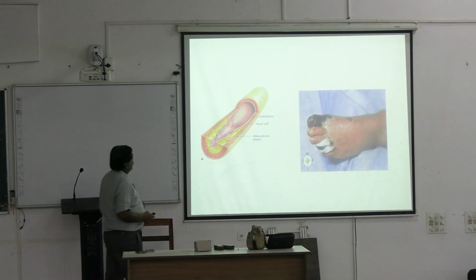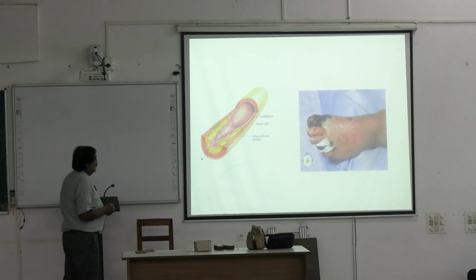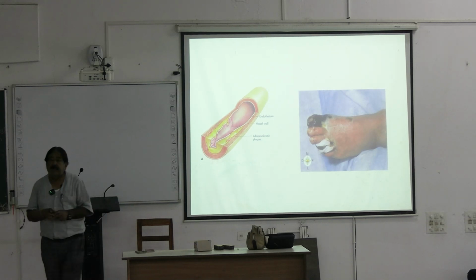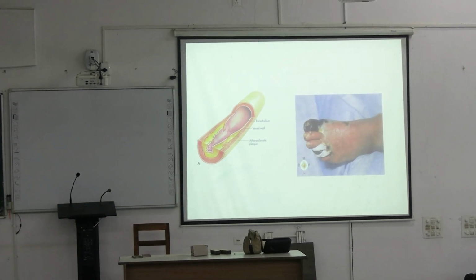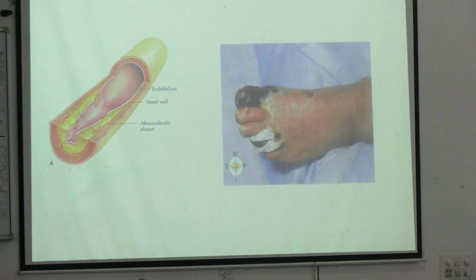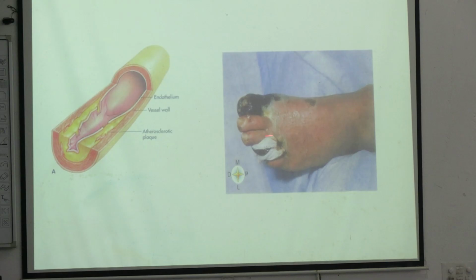Now, endothelium vessels and atherosclerotic plaque. See, due to hyperlipidemia, you get the plaques. So there can be a foot, probably this is a diabetic foot, you can see.